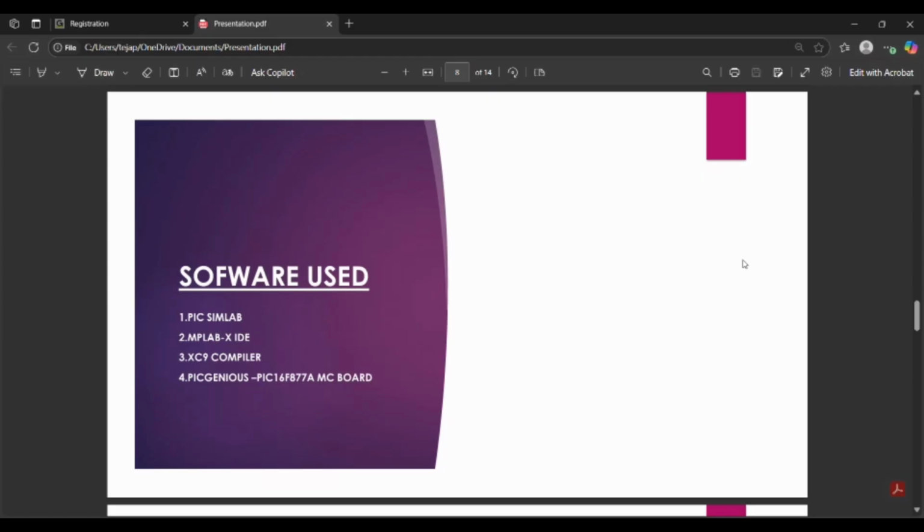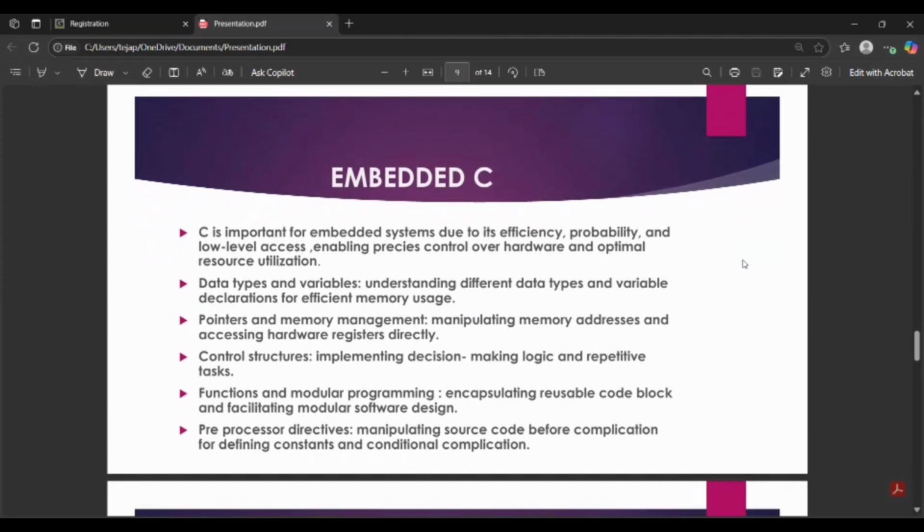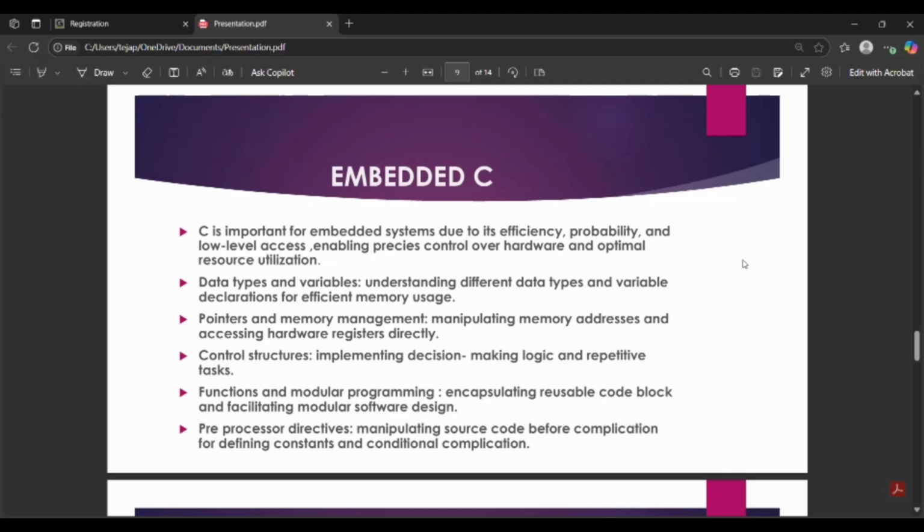Here is the next slide. Software used: first, MPLAB, the Xenon compiler, and the PIC16F877A compiler. And here is the embedded C. We have to learn the basics of C.